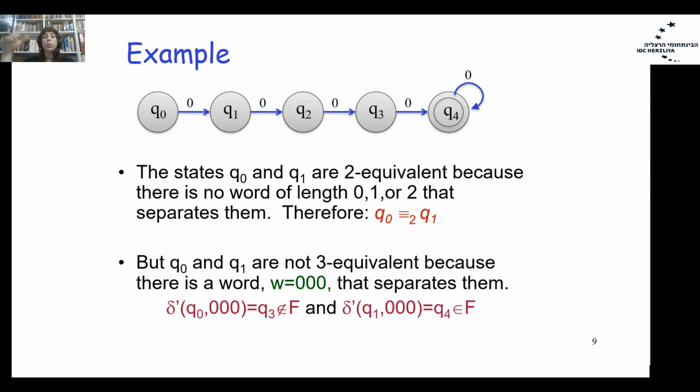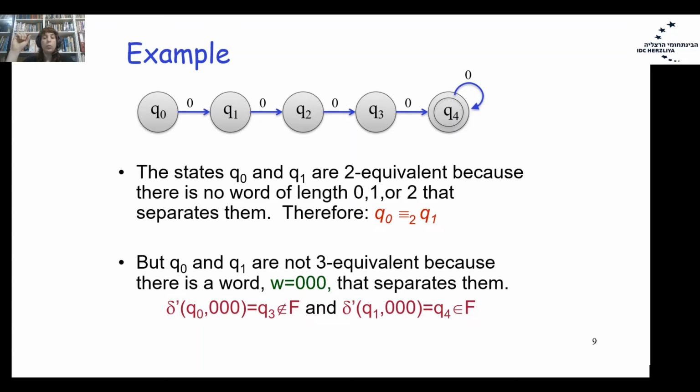Let's look at the word of length 2, 0, 0. Q0 moves to Q2, a non-accepting state. Q1 moves to Q3, a non-accepting state. The same behavior. But Q0 and Q1 are not 3 equivalent, because if I take the word W of length 3, 0, 0, 0, then we find a separation word.